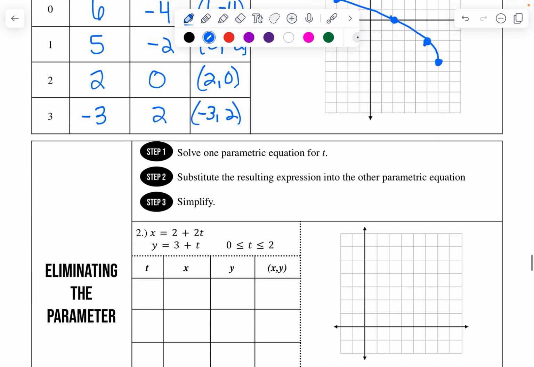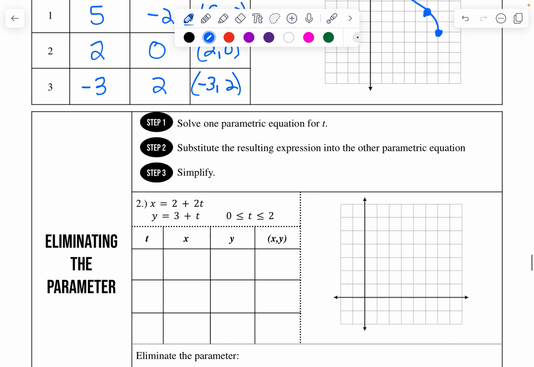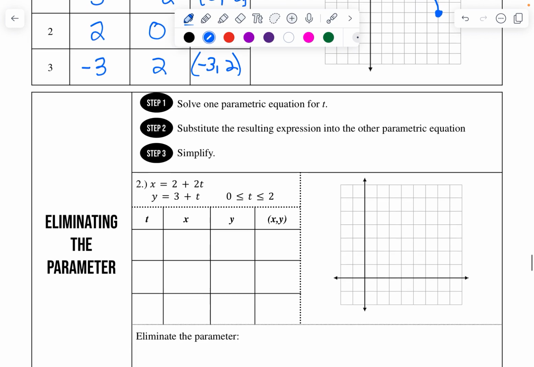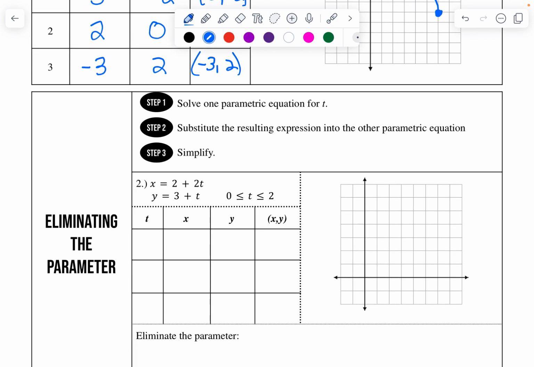All right, so the next thing we're going to talk about is how to eliminate the parameter. Solve one of the parametric equations for t, then substitute that resulting expression into the other parametric equation and simplify. So maybe we don't want two equations in terms of t, we just want to put them together and have one more traditional x, y type of equation. That's called eliminating the parameter.